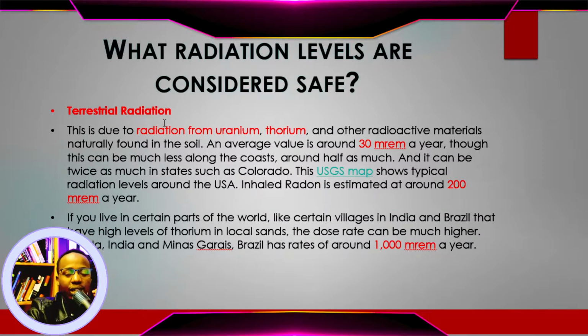Terrestrial radiation, radiation from different things on Earth, uranium, thorium, can range from 200 to 1,000 depending on where you are. So if you live in Brazil, for example, or India, you can be exposed to up to 1,000 mrem, but that's nothing. I'll talk to you about how those are nothing.